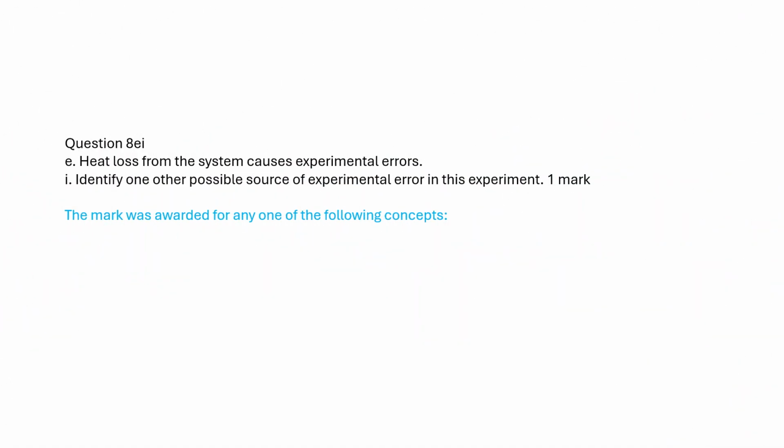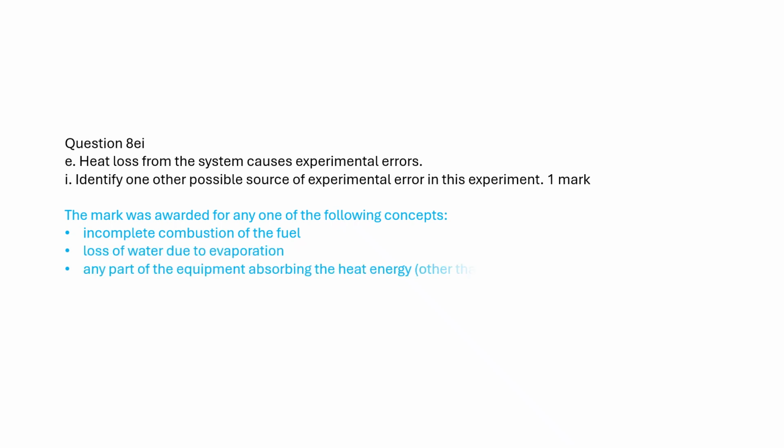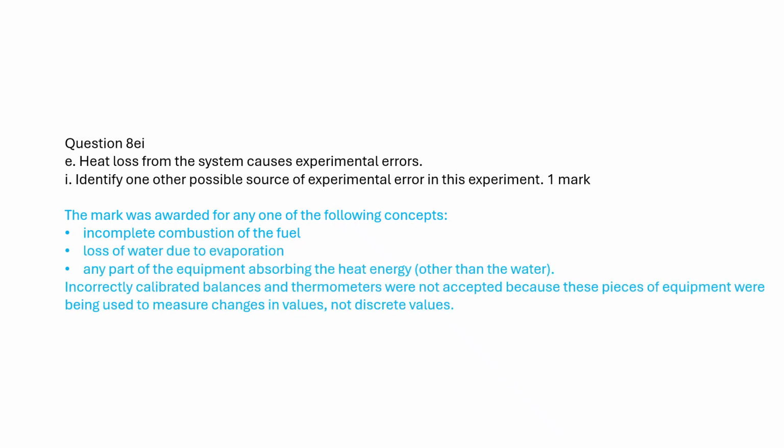Heat loss from the system is a primary source of experimental error. Other potential errors include incomplete combustion of the fuel, water evaporation, and any heat absorption by the equipment itself, other than the water.